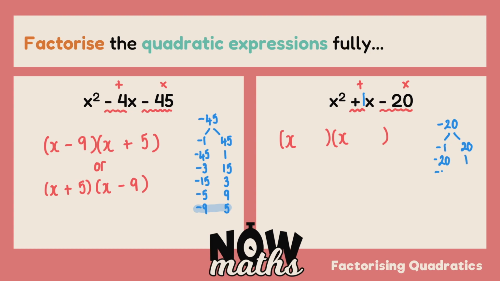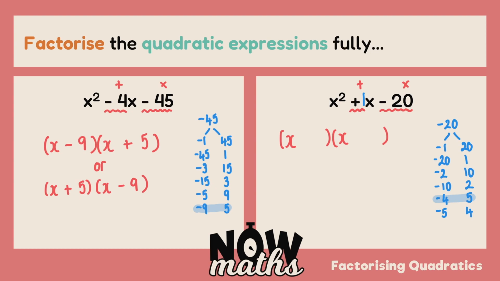We could have negative 2 multiplied by 10, or negative 10 multiplied by 2. 3 isn't a factor of 20, but 4 is, so we could have negative 4 and 5, or negative 5 and 4, and that's all of the factor pairs of negative 20. Now we need the pair which add to give positive 1 this time. Out of all of the different pairs, the pair that adds together to give 1 is negative 4 add 5.